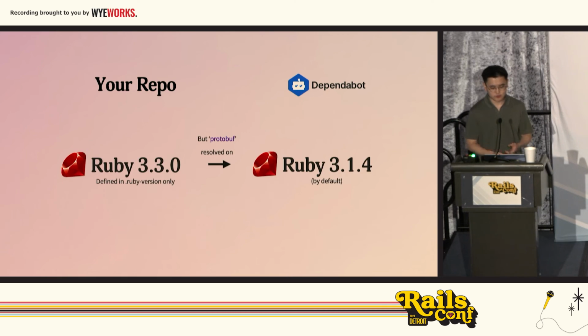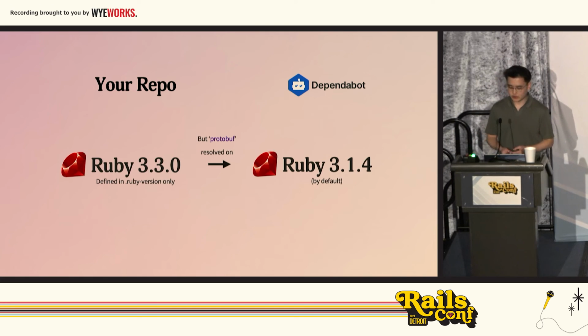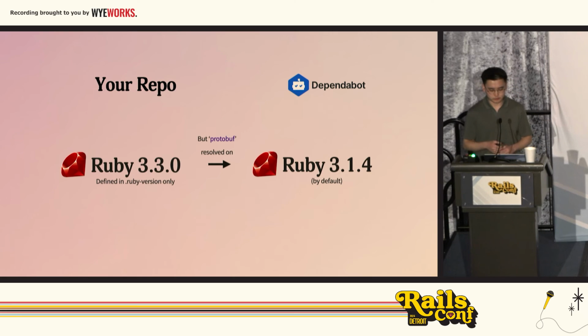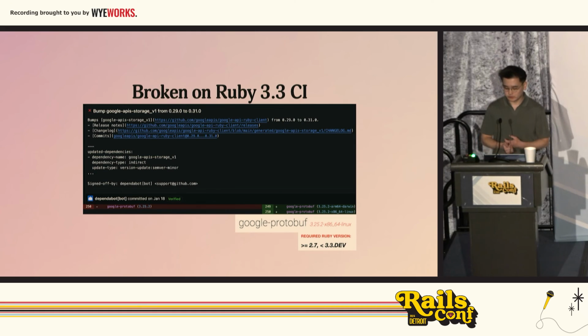Therefore, if a repo was on Ruby 3.3, but had its Ruby definition only defined in its .ruby-version file, this would cause Dependabot to resolve Protobuf to that incompatible version as it would resolve using its default Ruby 3.1.4 version. This ultimately would result in Dependabot resolving to that incompatible version of Protobuf, which would fail on CI and on developer machines, as those machines are on Ruby 3.3.